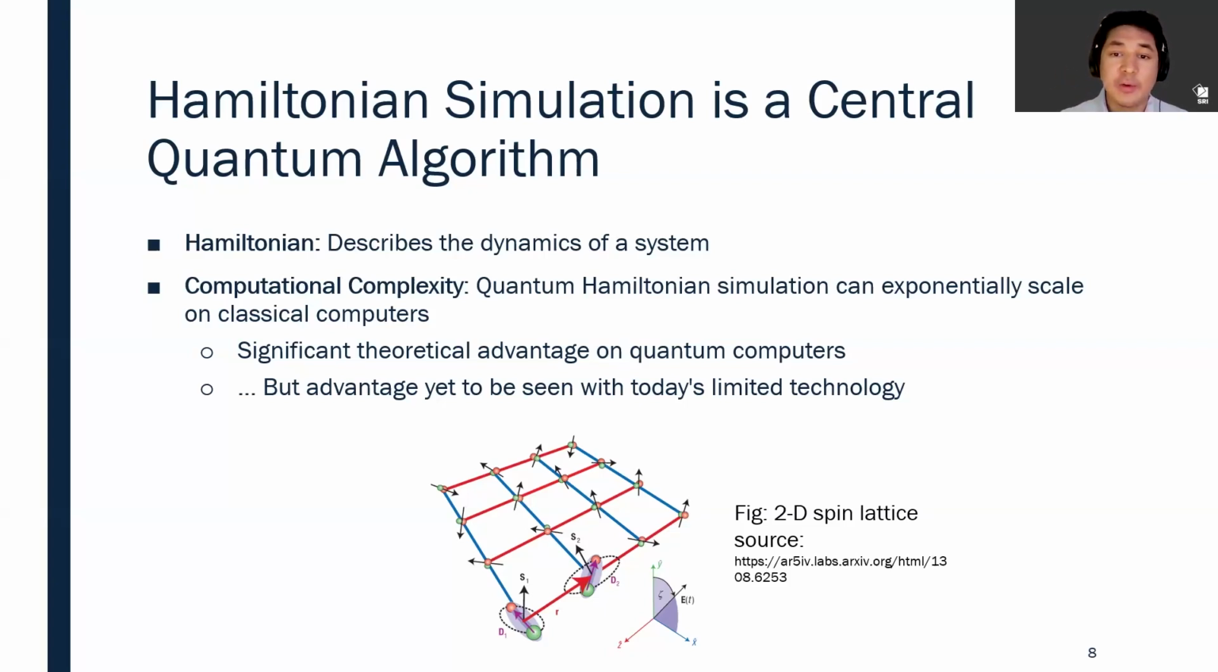Now, the challenge with quantum Hamiltonians is that, unlike classical ones, it takes exponentially scaling resources to describe them on classical computers. And that's where quantum computers can come in. There's been a lot of work over the past few decades showing that with quantum computers, certain quantum algorithms can provide a significant theoretical advantage in simulating them. Unfortunately, because quantum computers are still a burgeoning technology, this advantage has yet to be seen.